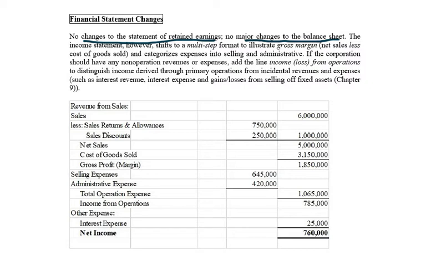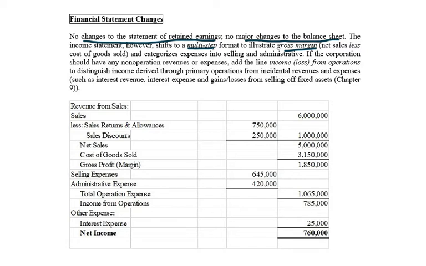Again, we're going to go from a single step format, which simply means revenue minus expense format, to a multi-step format so that we can illustrate gross margin, or gross profit, which mean the same thing, and which is going to be defined as net sales less cost of goods sold, and also so we can categorize some of our expenses in terms of just generically selling and administrative expenses.